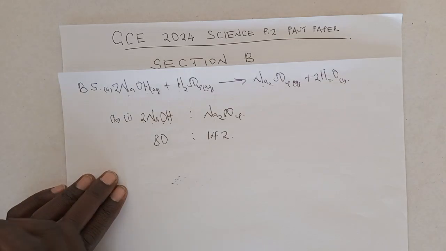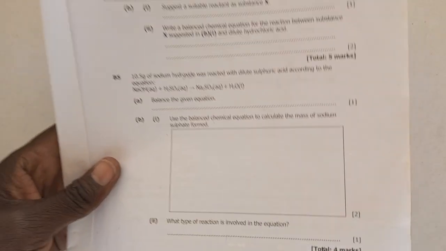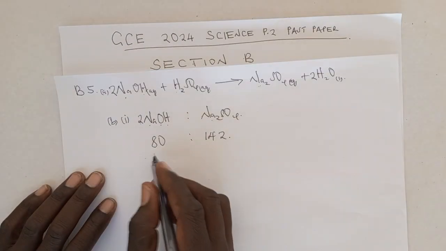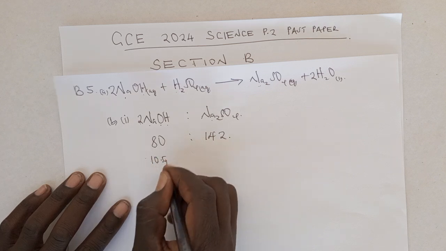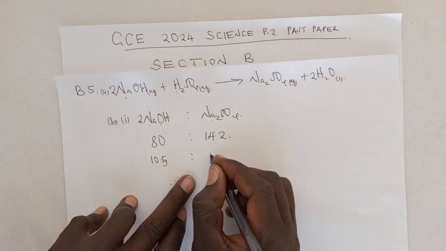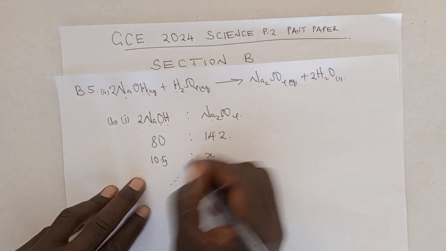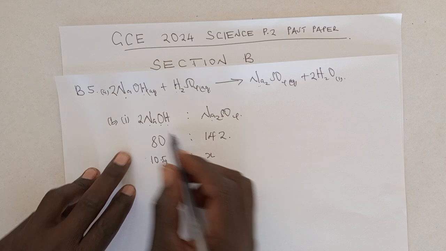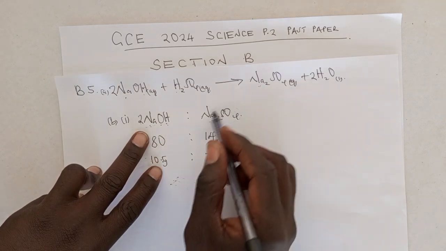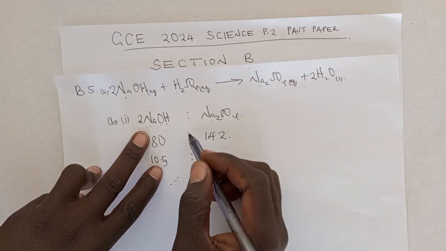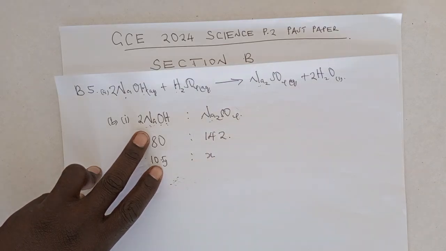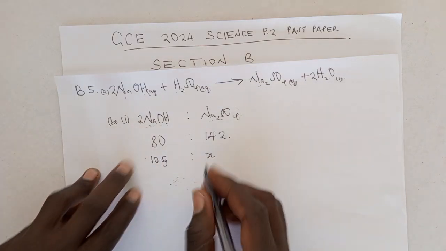And then now we look at the mass. What is the mass of sodium hydroxide that we've been given? We've been given 10.5. So that 10.5, we bring it just below sodium hydroxide. So say 10.5 grams. What about this side? We don't know. That's the mass we want to find. So that's the whole idea. You identify whose mass you've been given and which compound the question is demanding you should calculate its mass.